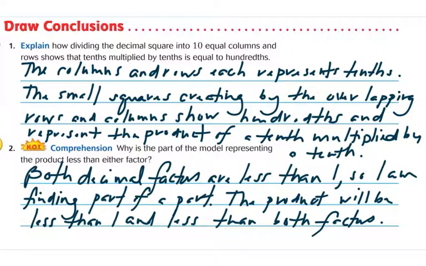So boys and girls, if both decimal factors are less than 1, and if we think back to our original problem, which we just did, 8 tenths is less than 1. 7 tenths is less than 1. That means that the product would also have to be less than 1. So the product will be less than 1, and the product will be less than both factors.